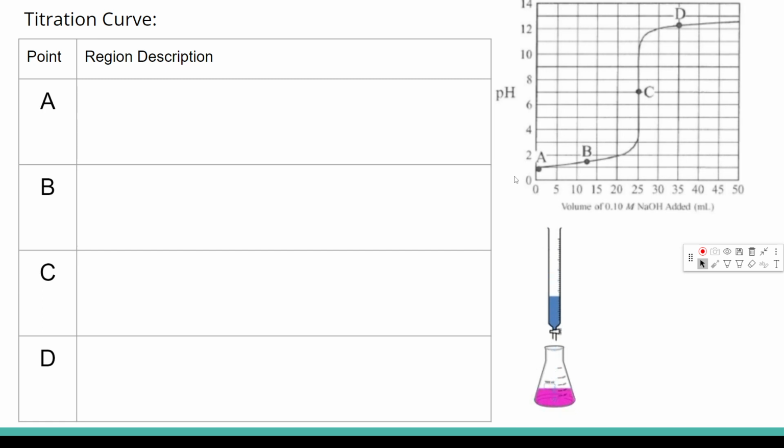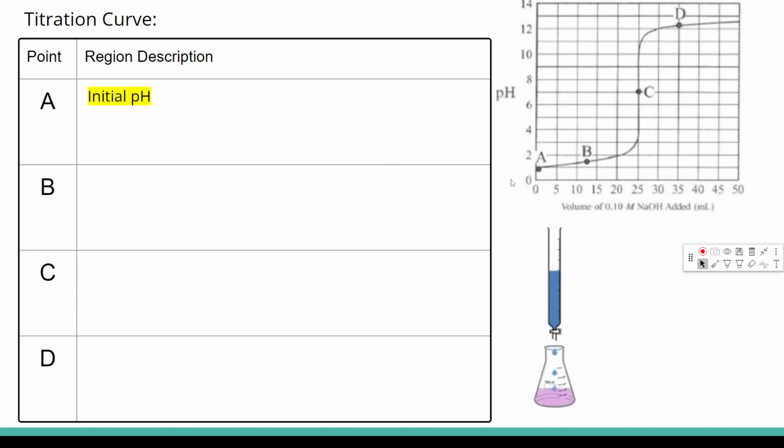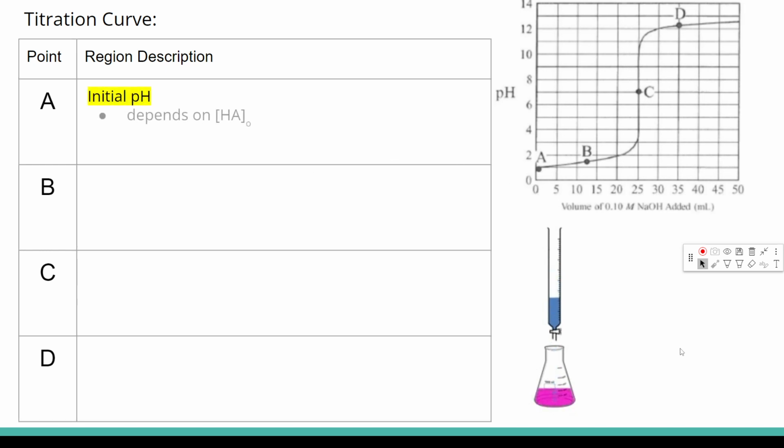So make sure that if you see where, for example, the point starts, you know where you're even starting at. So we know that in the flask there's an acid, because literally it started at a low pH. So be mindful of that. Okay, so let's talk about each part. A is the initial part, give or take, right? Because it's literally right there. And it depends on the concentration of that acid, whatever that acid is, right?